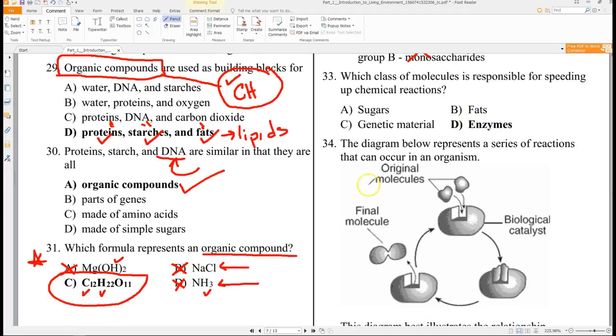Moving on. Which class of molecules is responsible for speeding up a chemical reaction? A catalyst, which is also known as an enzyme. Enzymes are made of protein. Proteins are broken down and made up of amino acids.